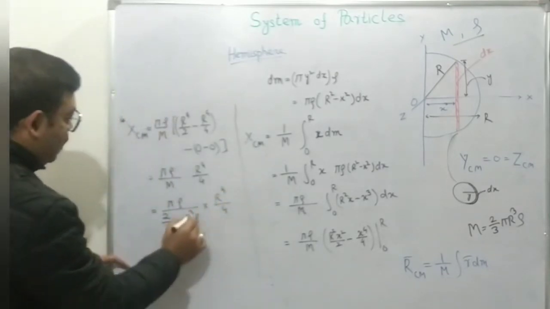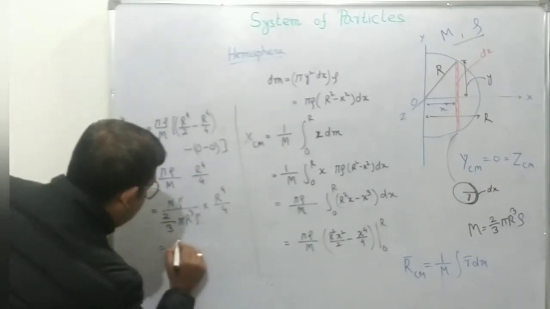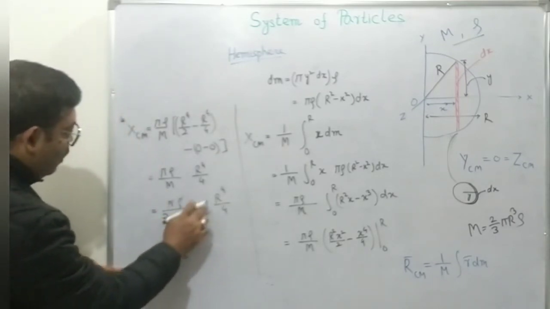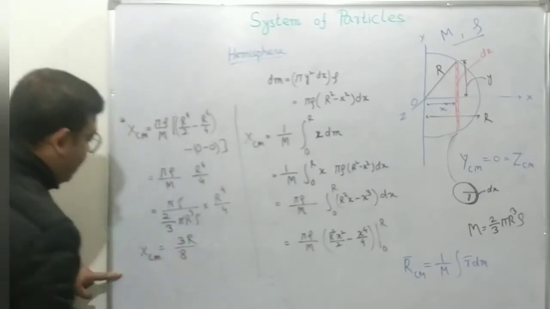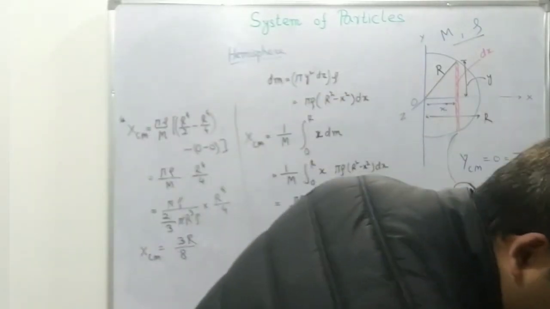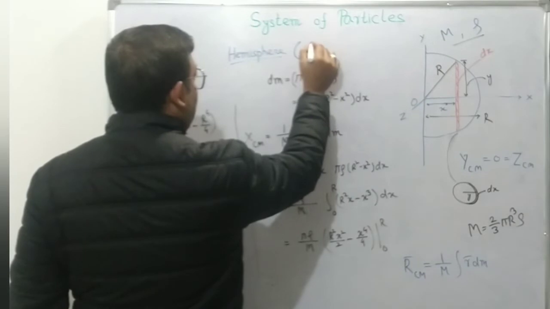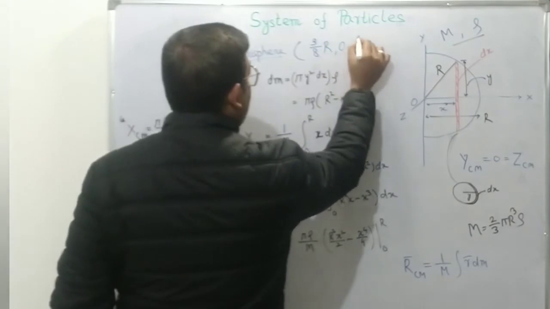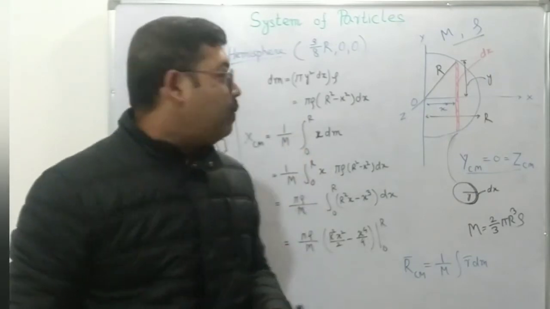So we write 2 by 3 pi r cube rho into r to the power 4 by 4. So the pi's will cancel. We are left with 3 going into the numerator, 4 to the 8, and then r to the power 4 by r cube, that will be r. So x cm will be 3 r by 8. So the RCM, or the coordinates of center of mass, will be 3 by 8 r, 0, 0, because y and z coordinates are 0. So that will be the position of the center of mass of the hemisphere.